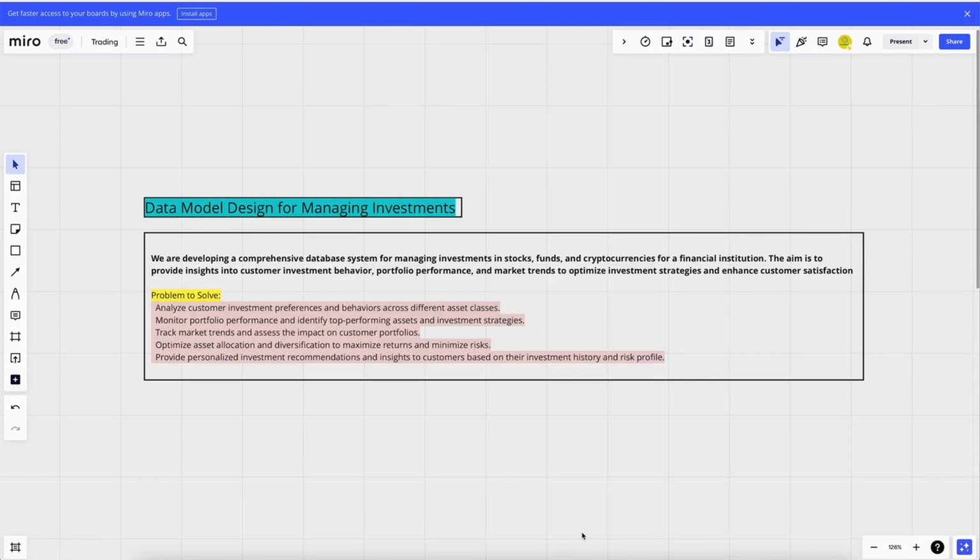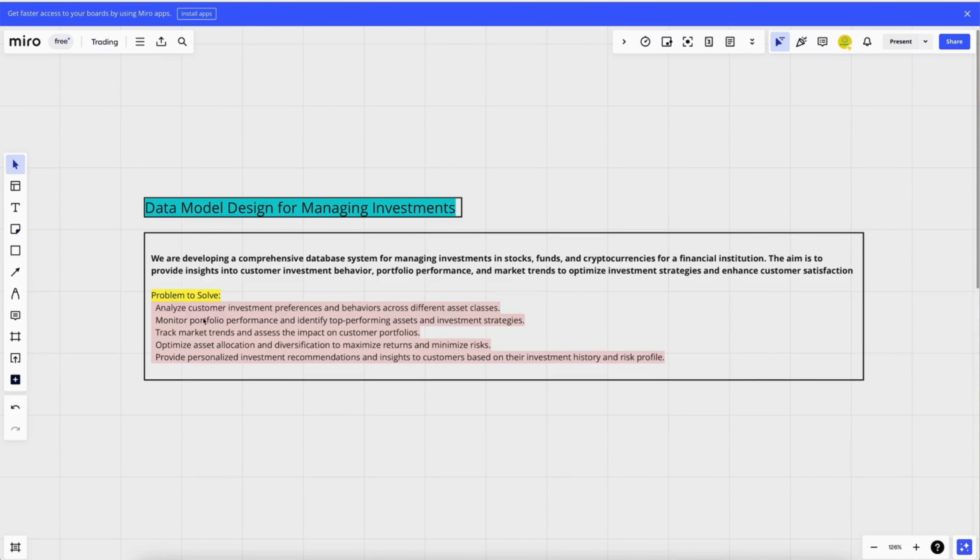So let's get started. The problem statement is we are developing a comprehensive database system for managing investments in stocks, funds, and cryptocurrencies for a financial institution. The aim is to provide insights into customer investment behavior, portfolio performance, and market trends to optimize investment strategies and enhance customer satisfaction. So, that is the business use case, and they would like to solve these problem statements here.